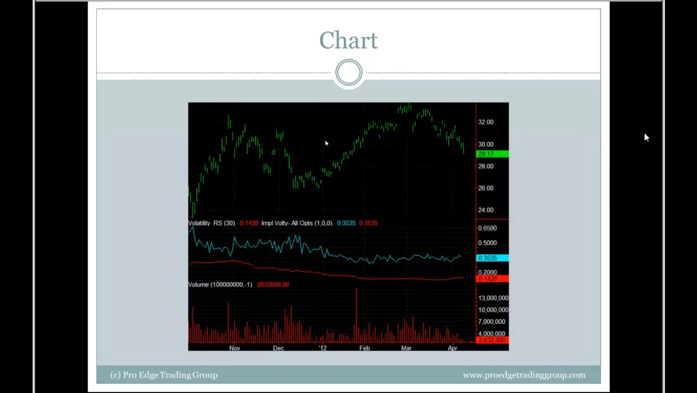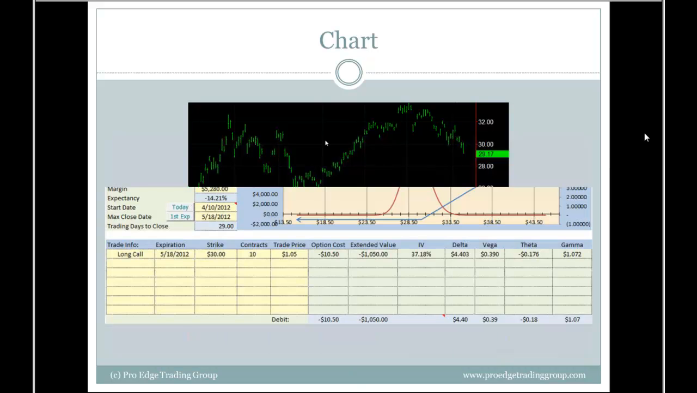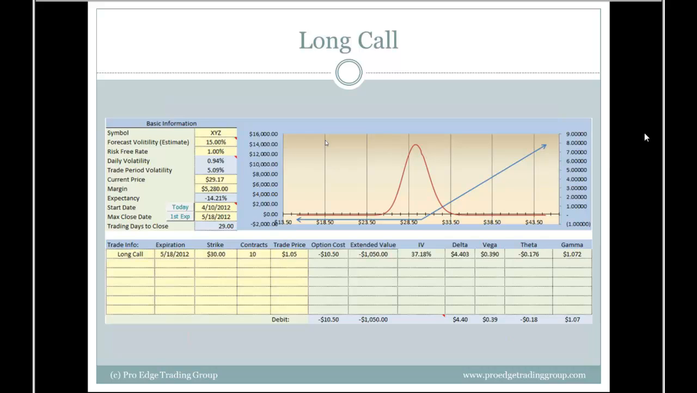First of all, I did this out as an extremely basic long call. I used a $30 strike. The current price of the stock is $29.17. The margin number on there is wrong. The margin actually on this trade for 10 contracts is $1,050. It's going to cost me $105 per contract. So based on that, I've got this profit potential of this.